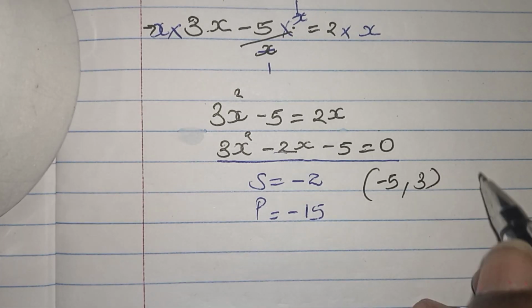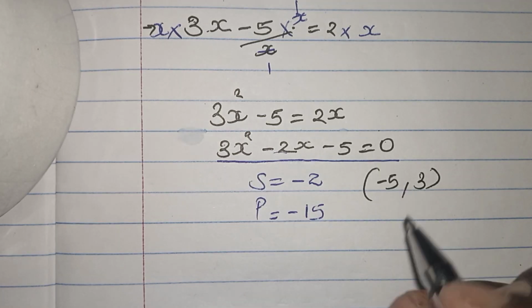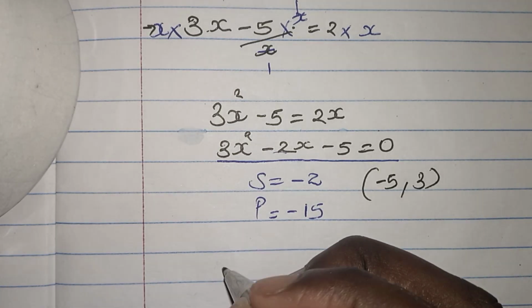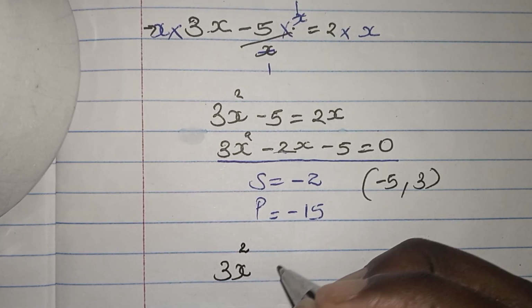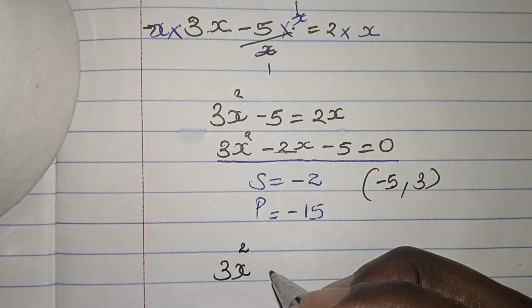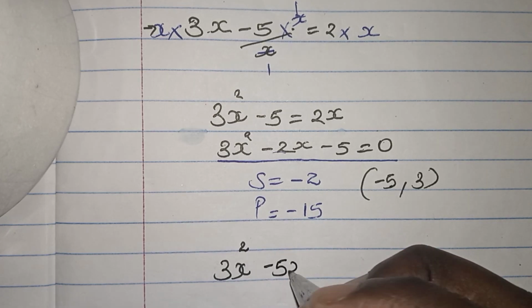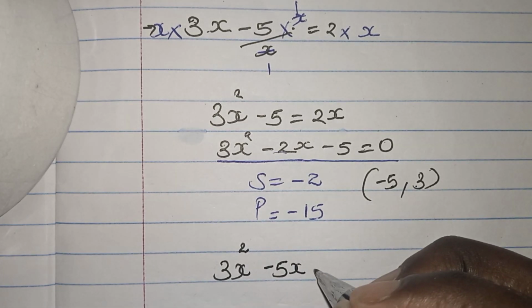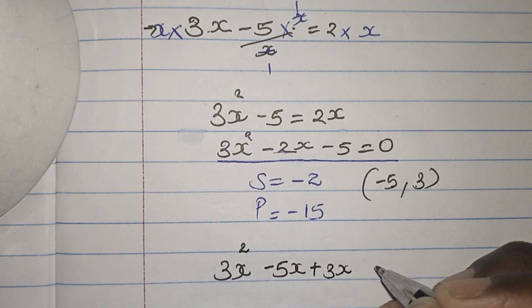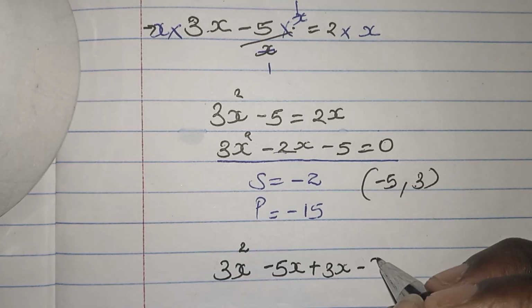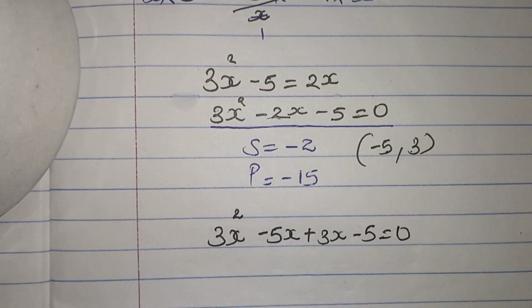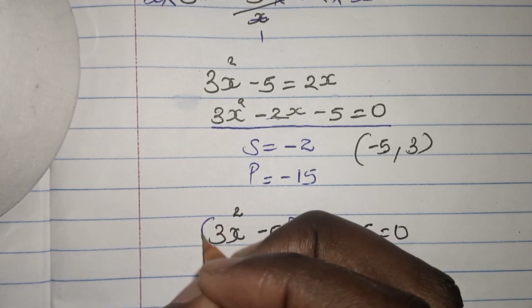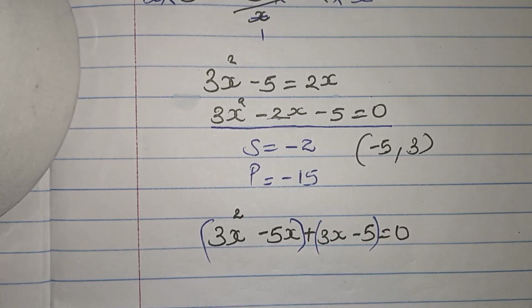So I'll substitute these numbers in this equation. There we go. 3x squared. I'm taking this one, substituting it, minus 5x, this 3 here, plus 3x, minus this 5 here, is equal to 0, okay? So the next step, I'll group them into 2. So I will group this side and this side.